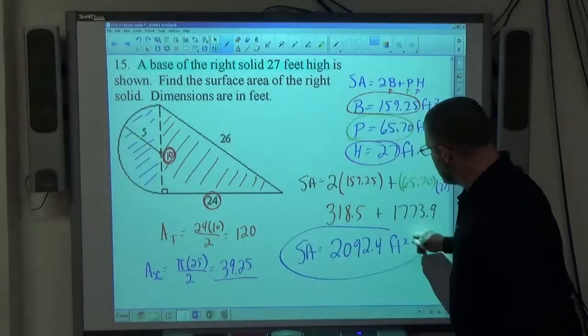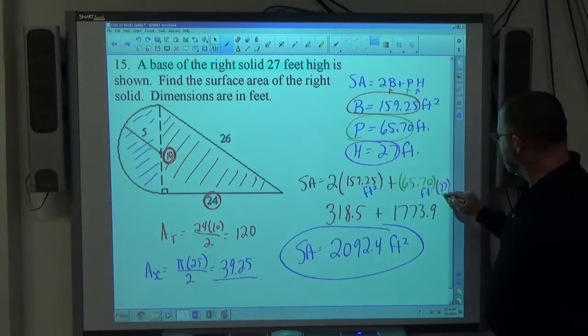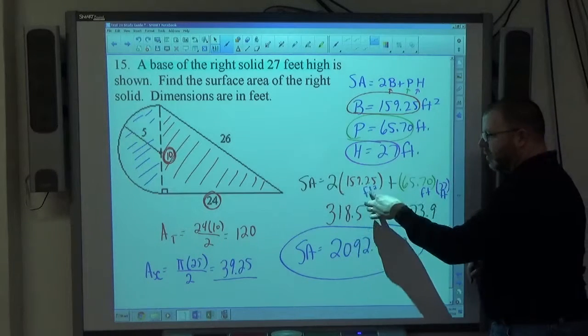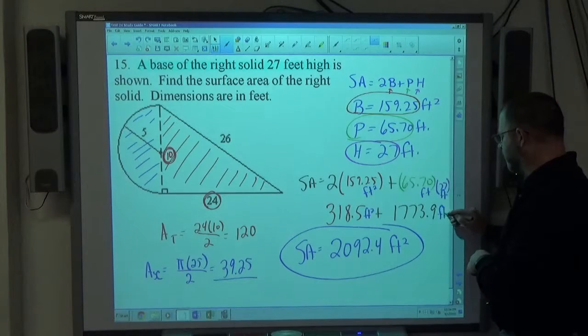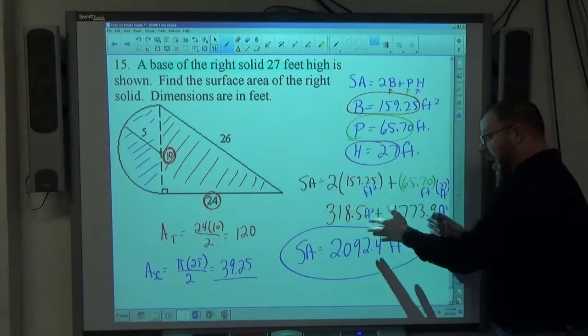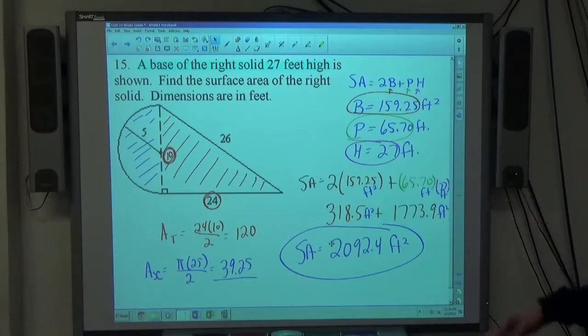You want to know where the square feet comes from? That's square feet there. This is feet, and this is feet. 2 times square feet, that keeps that square feet. Feet times feet makes square feet. So square feet added, keep it as a square foot. That's where it comes from. But just know surface area is going to be in square units. Dimensions are in feet for this problem.